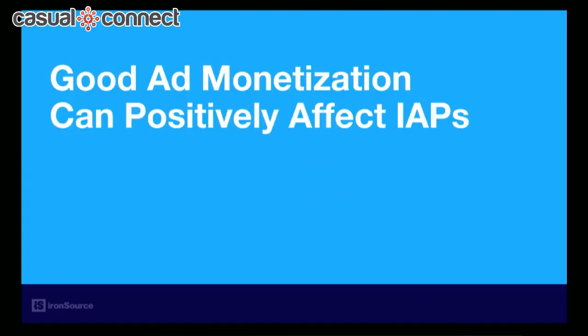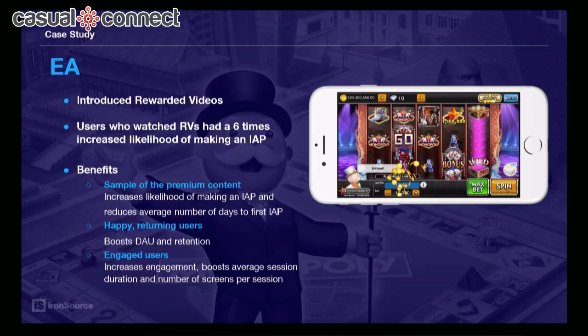Another important thing to at least think about or analyze is what happens to my IAPs when I use rewarded video. Is it improving them? Is it cannibalizing them? Is it harming them? So we need to look at it and ask ourselves those questions, not just put it in and hope for the best. And I want to show you a cool example from EA, which is one of our biggest publishers that are using us across all their titles.